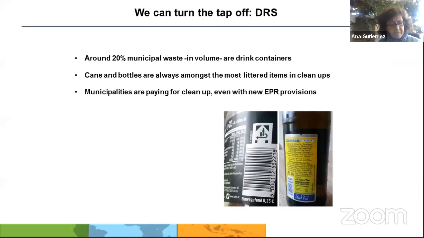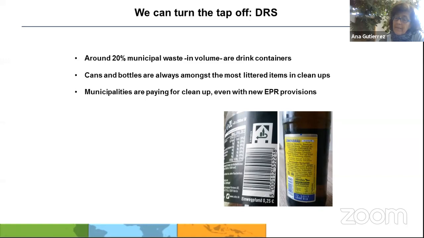We have a focus on municipalities today. So I've just selected 3 points which are very important for the municipal aspect, which Rob will probably talk about later. 20% of municipal waste in volume are drink containers. It's tremendous, but it's not in weight, it's in volume, because drink containers are normally lightweight, they take up a lot of space, but they don't weigh much.